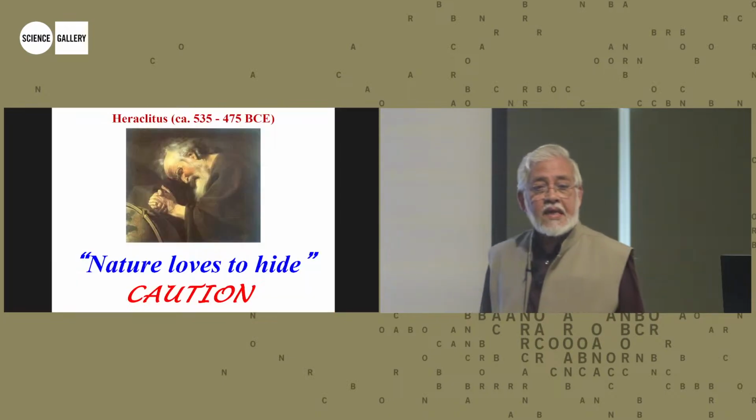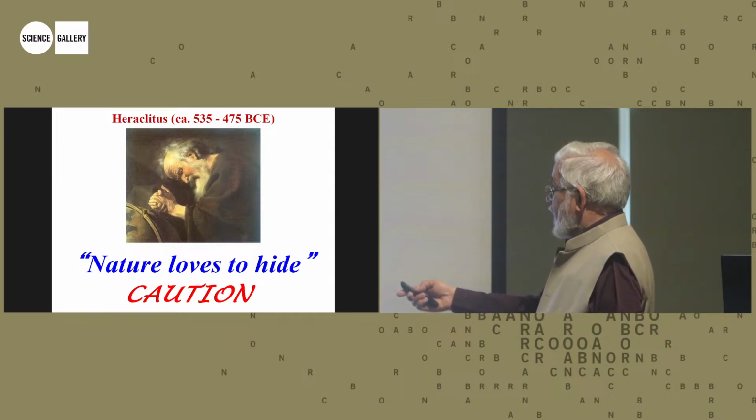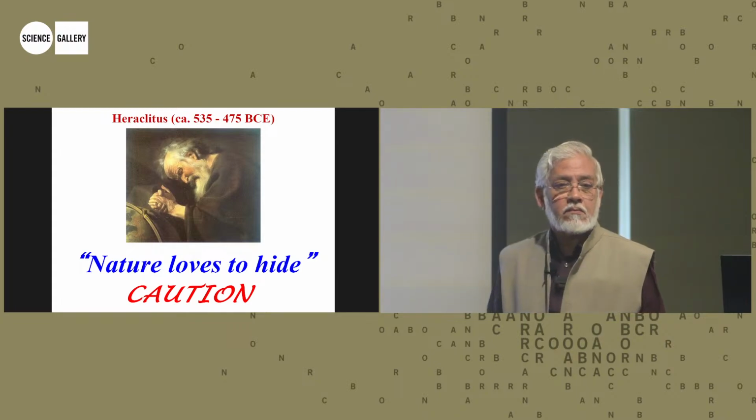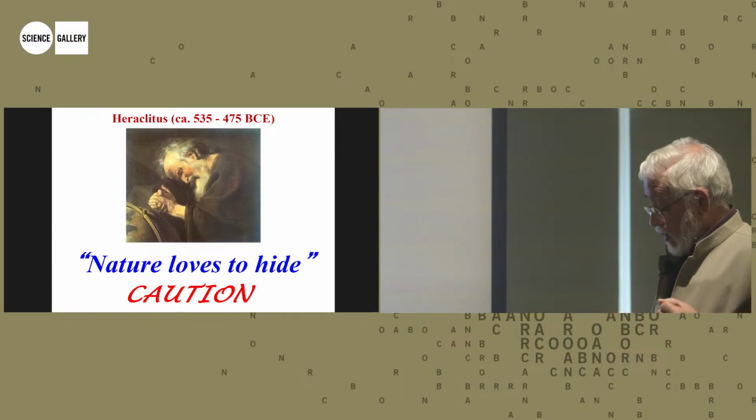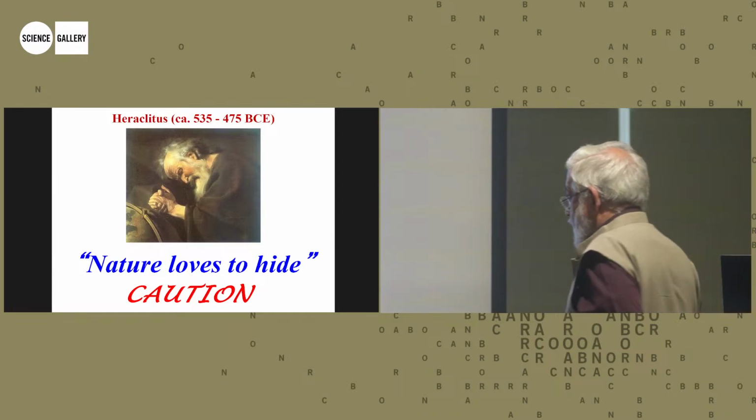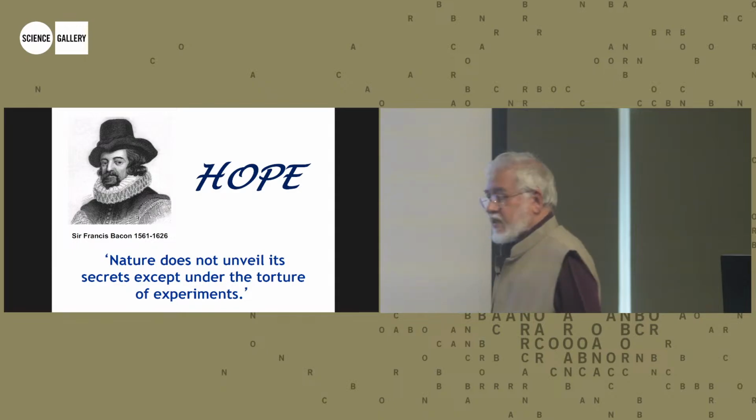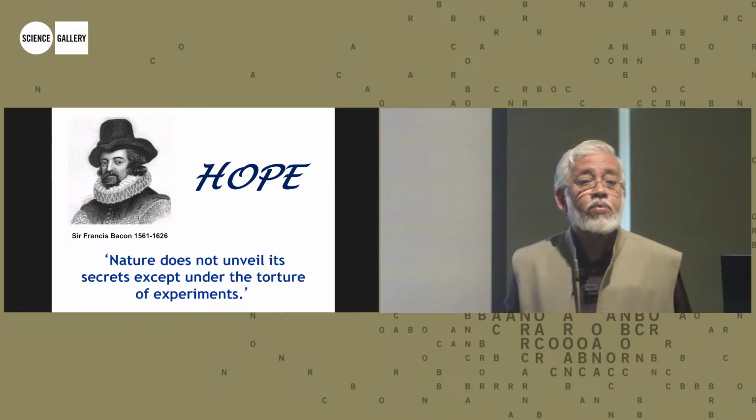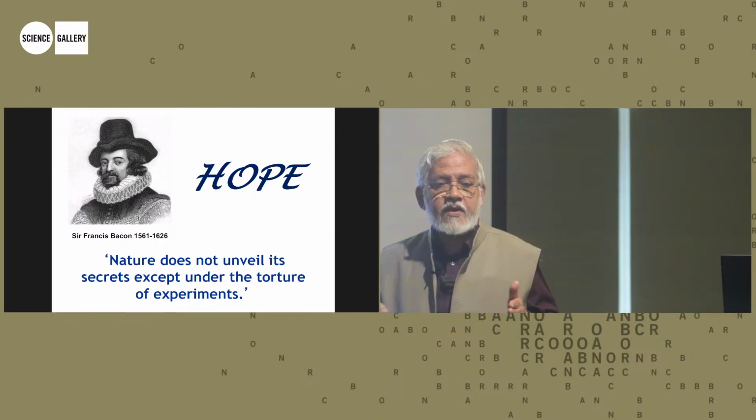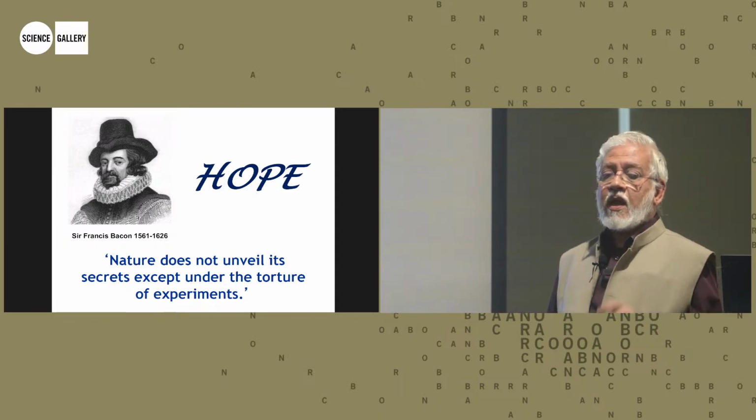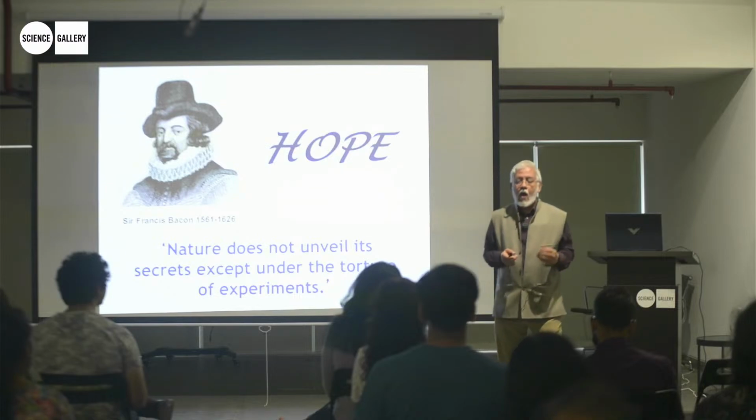So we take this very seriously, and we remind ourselves of this Greek philosopher who said, nature loves to hide. And we remember him all the time. That is what gives us caution in our work. But we also remember another philosopher, Sir Francis Bacon, who said nature does not unveil its secrets except under the torture of experiments, which means there is some hope. You can do some experiments and understand. So between this hope and caution, we tread very cautiously, and we try to understand that particular insect society, Ropalidia marginata. And I'll give you a little glimpse of how we do it.